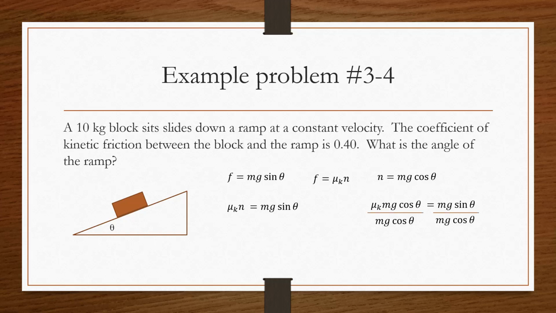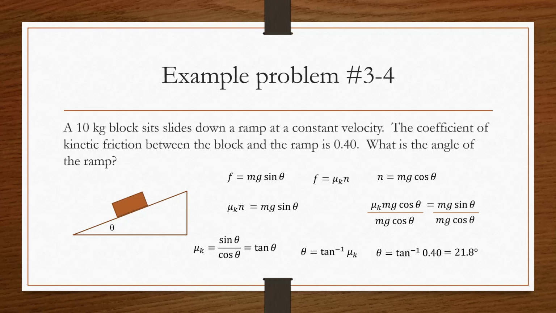Now if I look at this algebraically, the first thing you should see is the mg's are going to cancel, so I'm going to divide both sides by mg times cosine of theta to get rid of the mg's. The other reason why I divided by the cosine of theta is that sine of theta divided by cosine of theta, we actually have a trig identity for. Sine divided by cosine is equal to tangent. And so the coefficient of kinetic friction is equal to tangent of the angle, so I could take the inverse tangent of my coefficient of kinetic friction and get the angle of the ramp, 21.8 degrees. So there we go, we calculated the angle of the ramp.